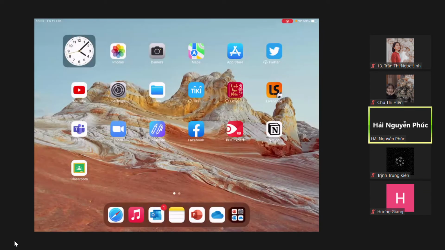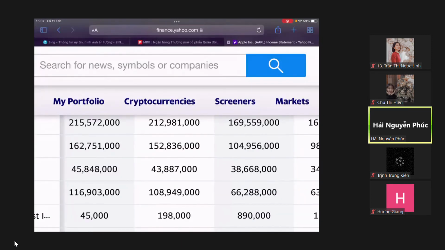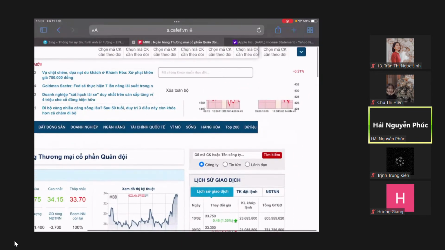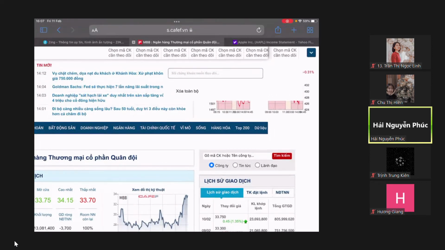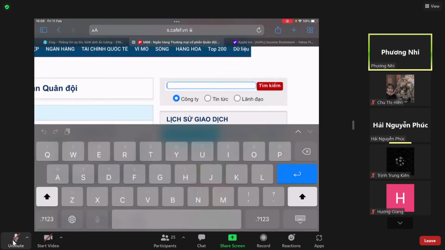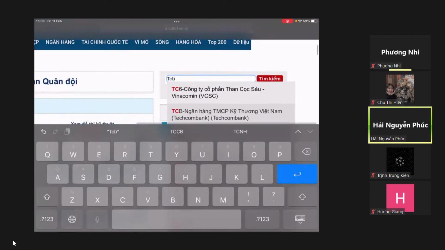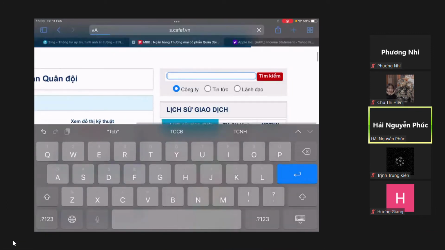Now let's move on to another example. Let's take a look. Tell me a bank that you are interested in. Give me the name of the bank that you are interested in. Techcombank, right? This TCB, okay. All right, here it is.